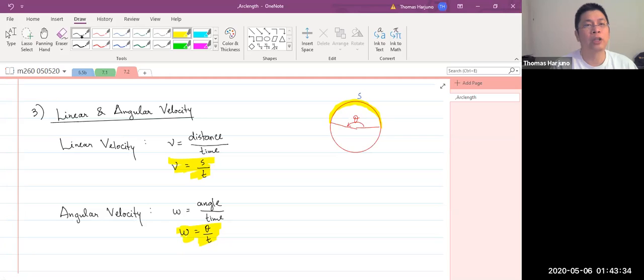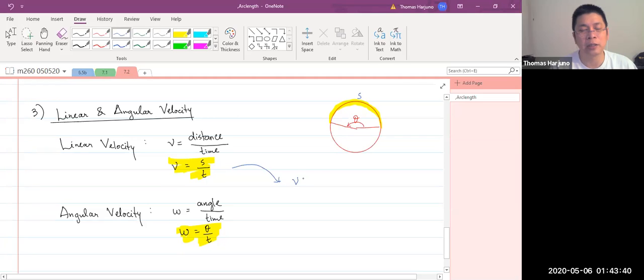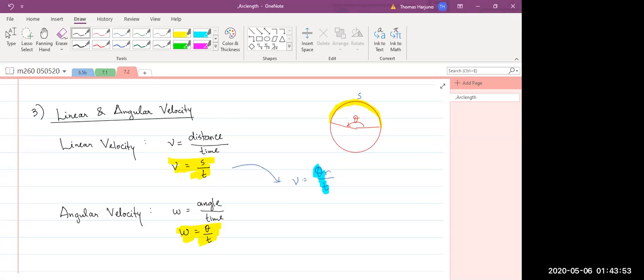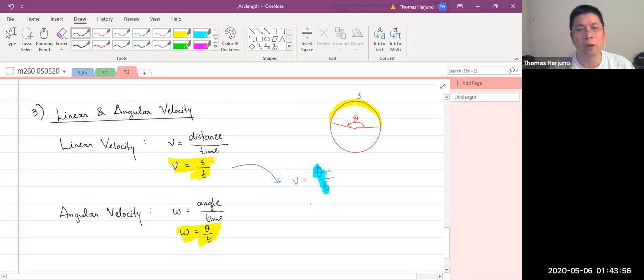But actually, there's more we can say. Notice that S is actually theta r, right? While at the same time, theta over t is omega. So linear velocity is actually angular velocity times radius. If I combine these two formulas, I get linear velocity equals angular velocity times radius.